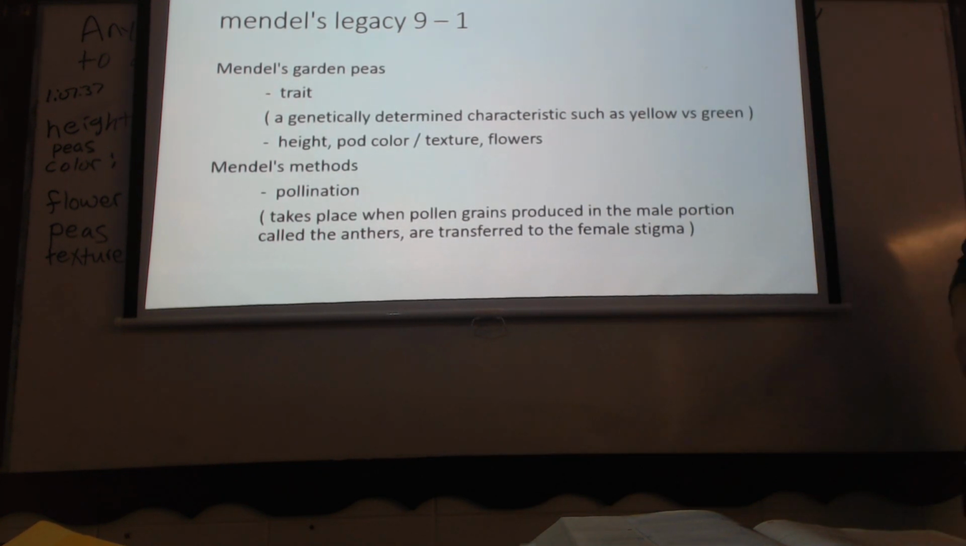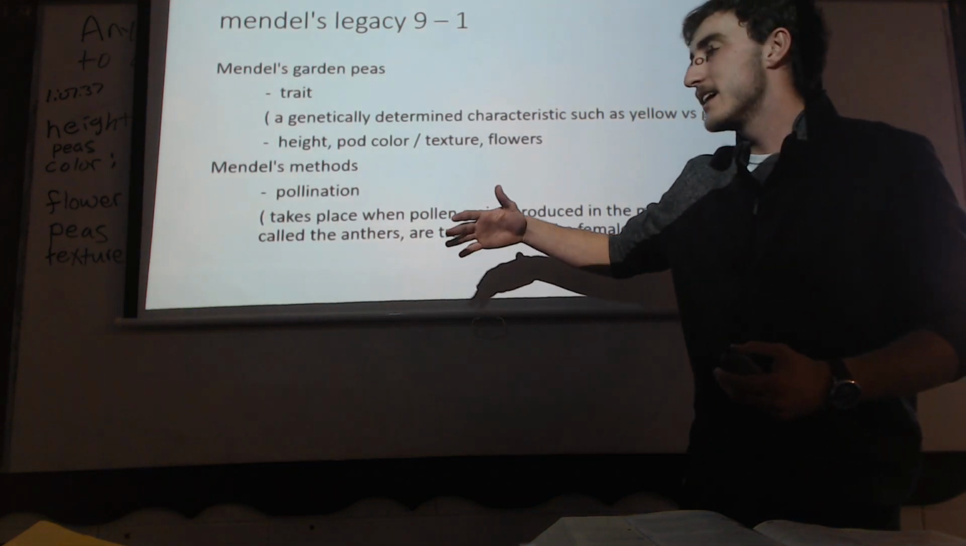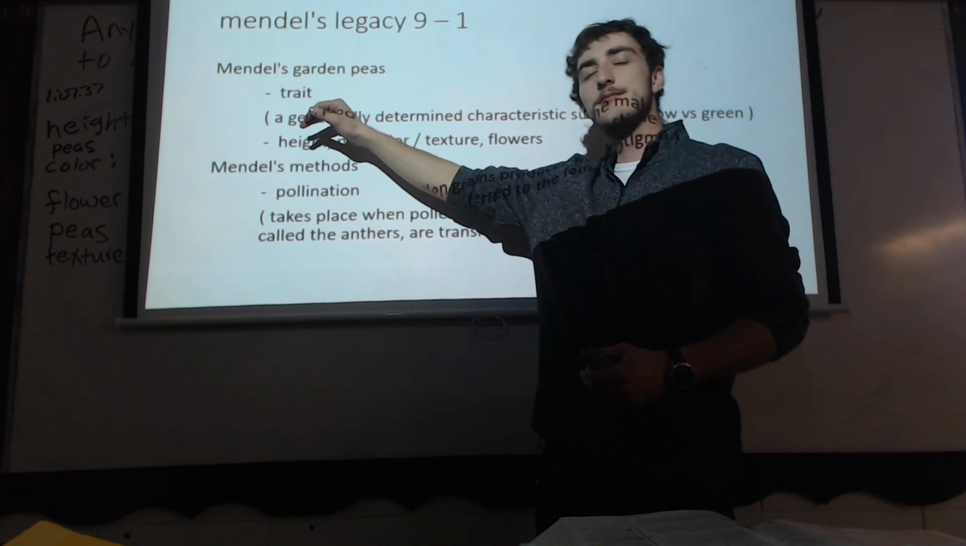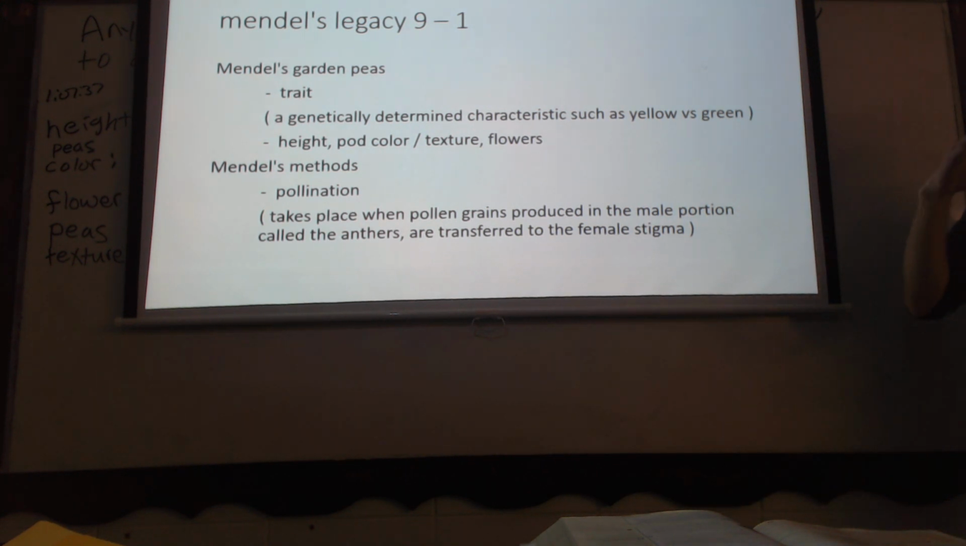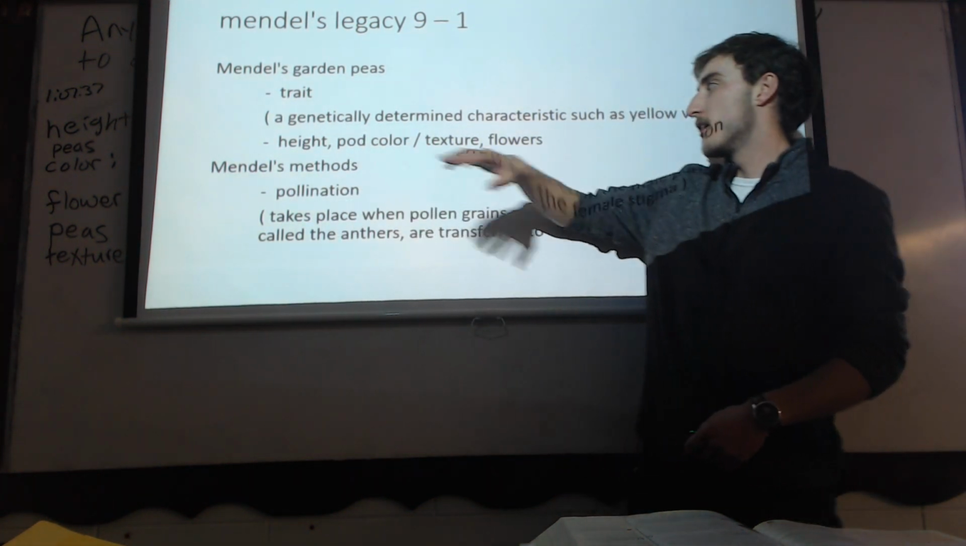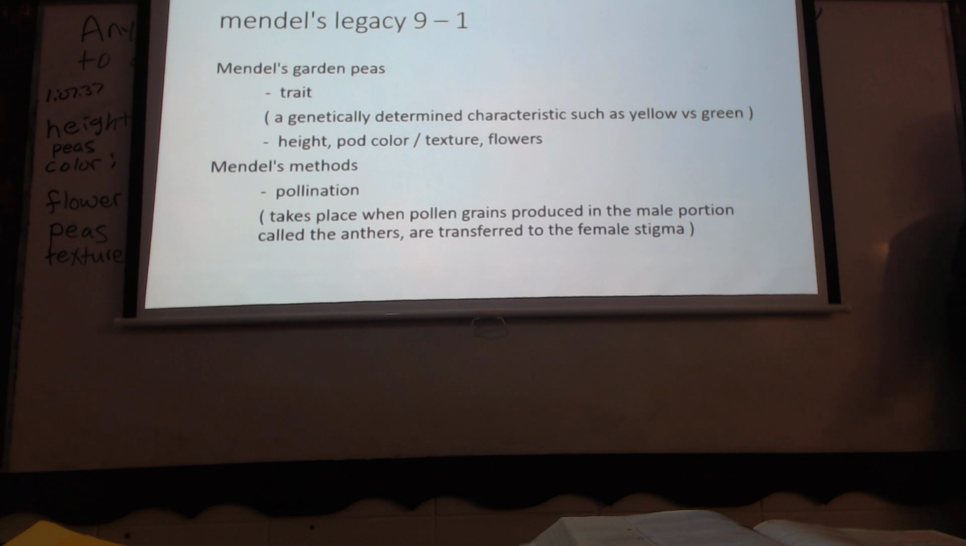Mendel's garden peas. He discovered that there were traits, and he coined the term trait, I guess, specific characteristics such as the color of the pea, that characteristics in the parents can influence the color of the pea plants in their offspring. And what he found was that height, pod color, texture, and the flowers that they had were all easily observable differences.